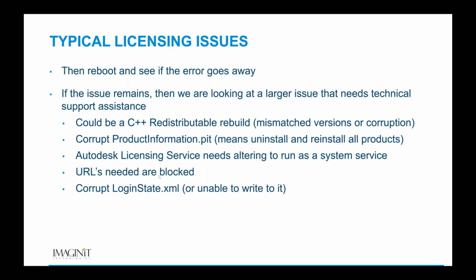So the URLs needed are blocked, and there's an Autodesk article that says what needs to be unblocked, and we can test that on a machine. Or you have a corrupt login state or are unable to write to it. In other words, we sign out of everything, we erase that login state XML file, and then we restart and see if we can get signed in. Those are typically everything that goes wrong with licensing.